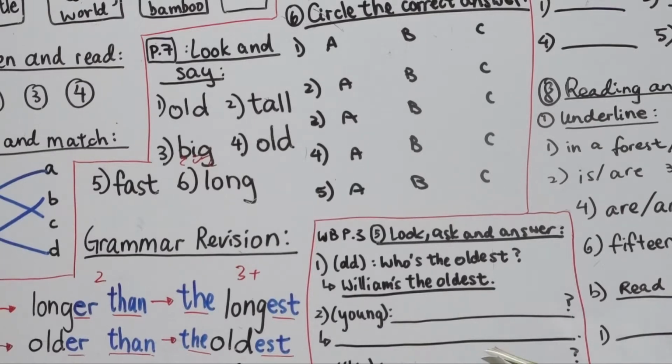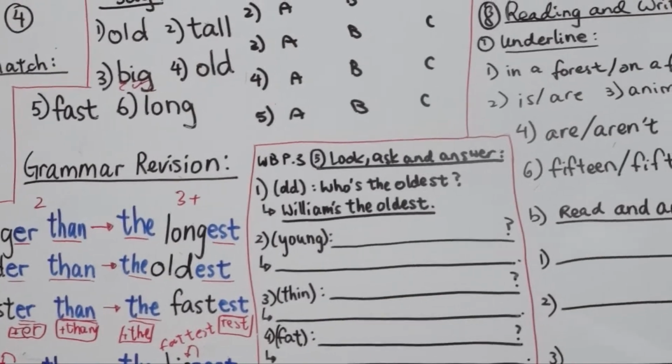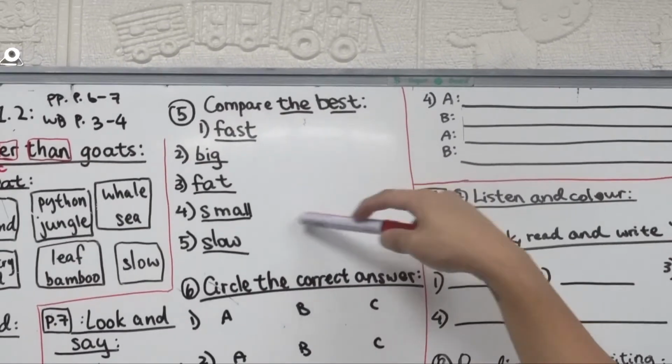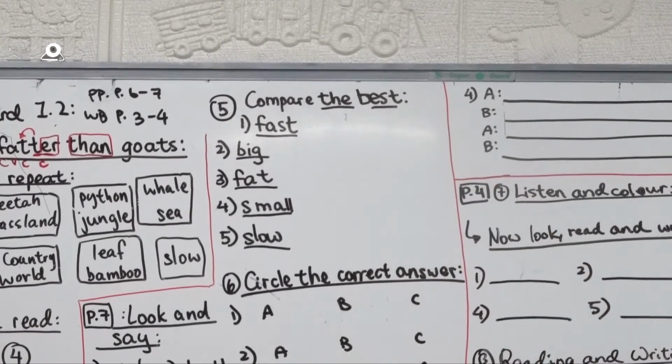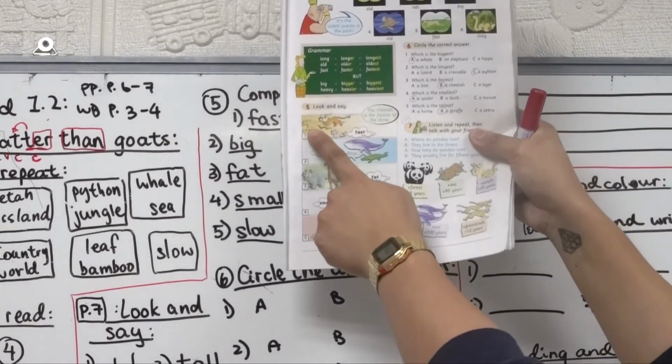We'll do circle the correct answers, okay? Oh, you finished already? Yeah. Or let's go here then. Number 5. Let's do the more practice together. Okay, what is this? Practice, alright?